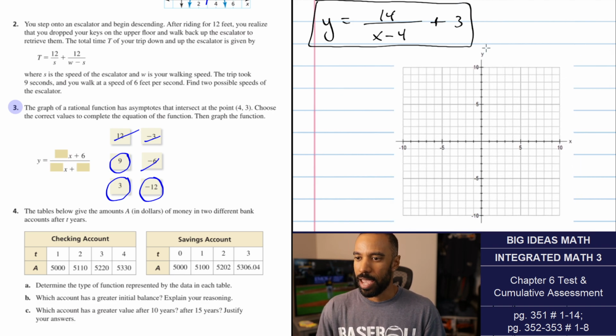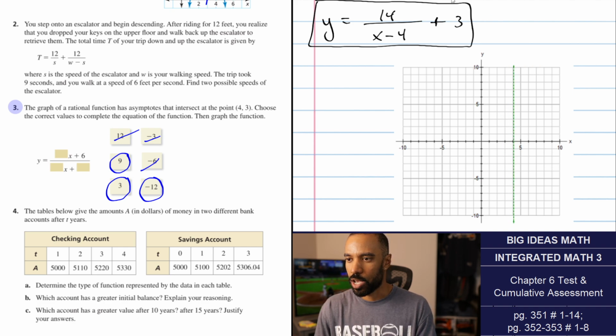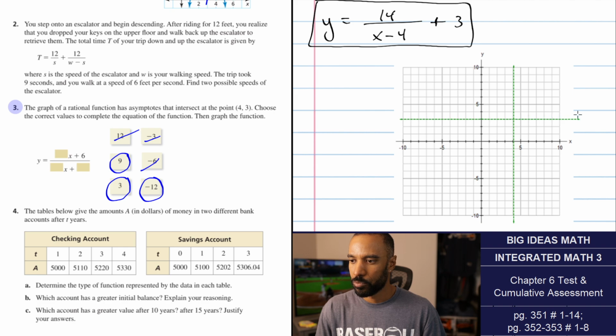So a vertical asymptote at x equals 4. Let me kind of change this up. Dotted line thinner. Vertical asymptote at x equals 4. Horizontal asymptote at y equals 3. They still have arrows. I hope that's okay.